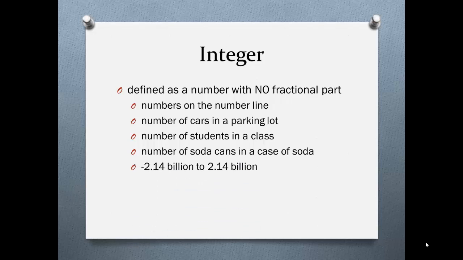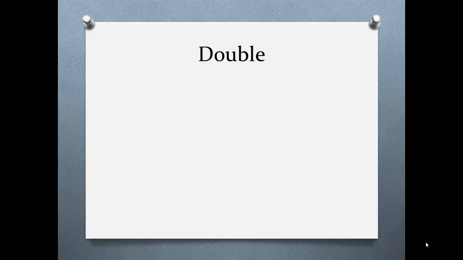Integers can actually hold a number from minus 2.14 billion all the way up to positive 2.14 billion. There's also a long value that you can use if it's bigger than that, and if your number is going to be pretty small, you can actually use a data type of short, which we'll talk about later in the semester. Let's take a look at double.